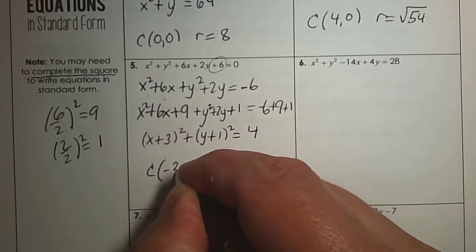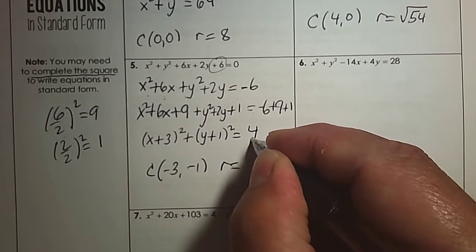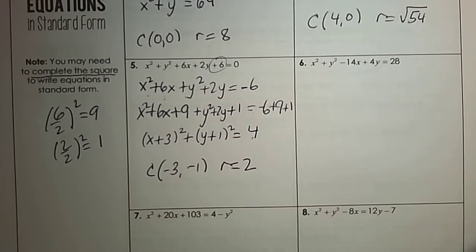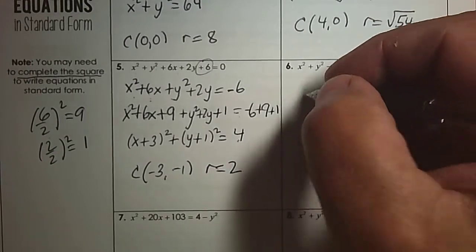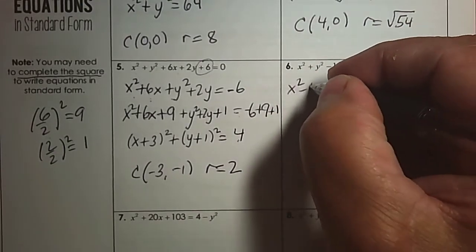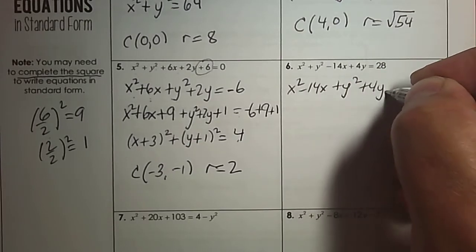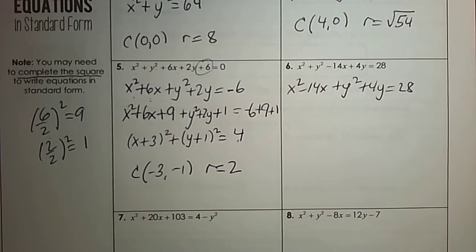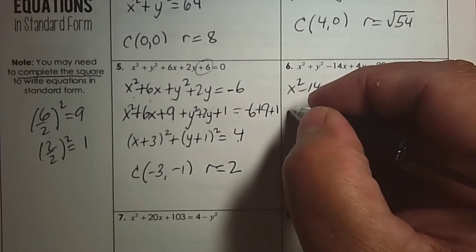So the center of this circle is at negative 3, negative 1, and the radius is the square root of 4, which is 2. All right, let's challenge yourself for number 6. So we have x squared subtract 14x. We have y squared plus 4y, and the constant's already on the right side. We are going to divide by 2 and square in our head.